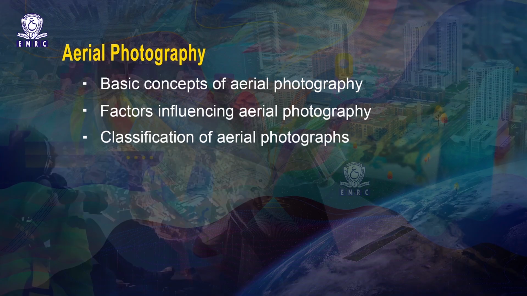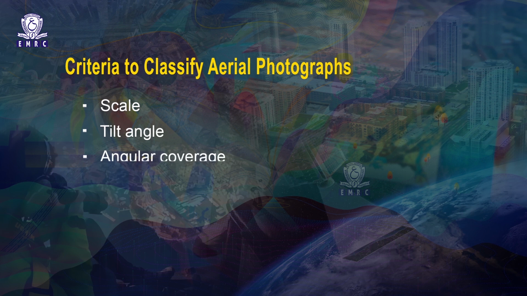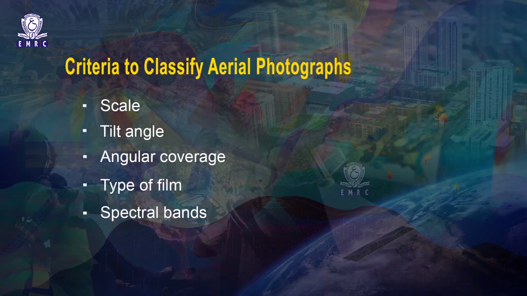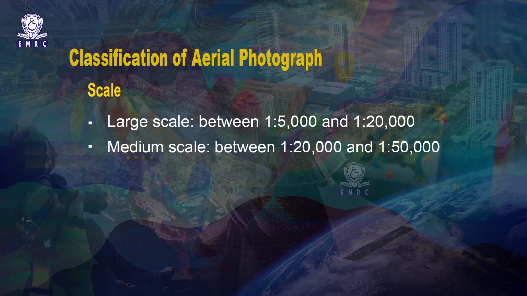Classification of aerial photographs. There are different criteria to classify aerial photographs. Different criteria are scale, tilt angle, angular coverage, type of film and spectral band. Depending upon these criteria, aerial photographs can be classified as based on scale. Large scale, between 1:5000 and 1:20,000. Medium scale aerial photographs, that is between 1:20,000 and 1:50,000. Small scale, that is smaller than 1:50,000.